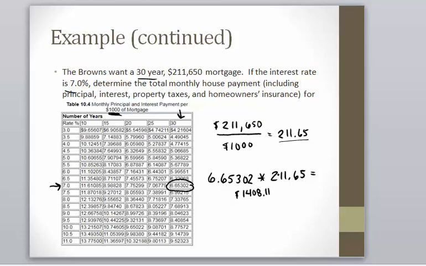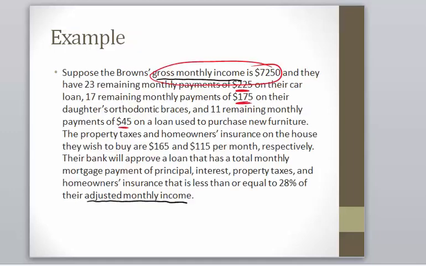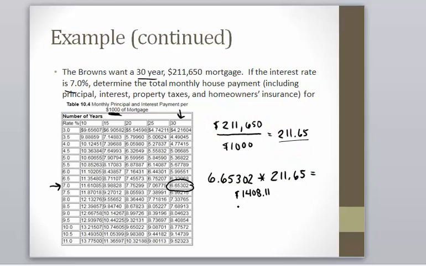Now, keep in mind that this is the principal and the interest. We still need to add on the property taxes and the homeowner's insurance. So remember, in our original problem, the property taxes were $165 and the insurance was $115. So we're going to add those on, bringing the total monthly payment to $1,688.11.